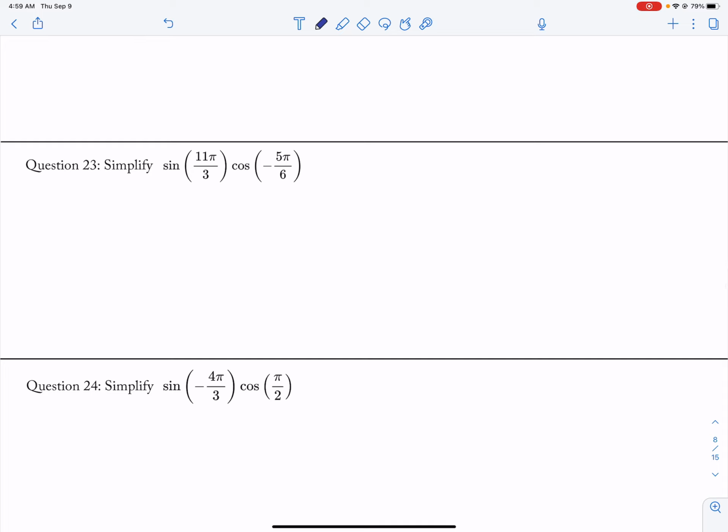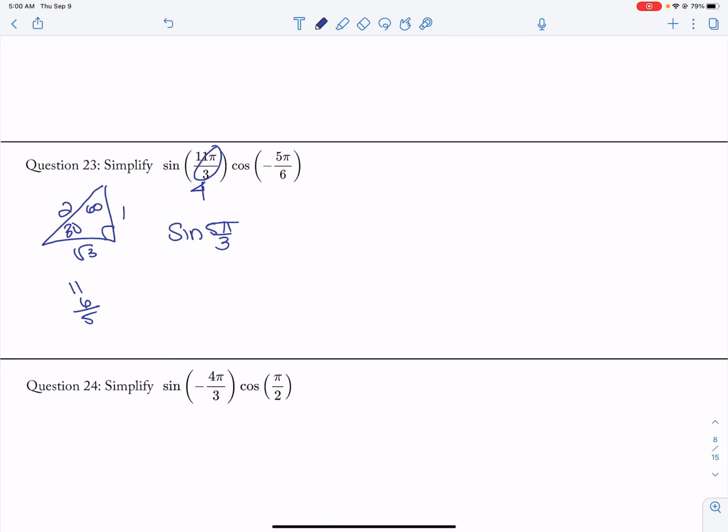Simplify here. So I do need to have my special triangle of 30, 60, 90: root 3, 1, and 2. So then pi over 3. So 5 pi over 3 is in quadrant 4. 6 pi over 3 is 2 pi, so 11 minus 6 is 5. So 5 pi over 3 is going to put me in quadrant 4. So this is the same thing as the sine of 5 pi over 3.